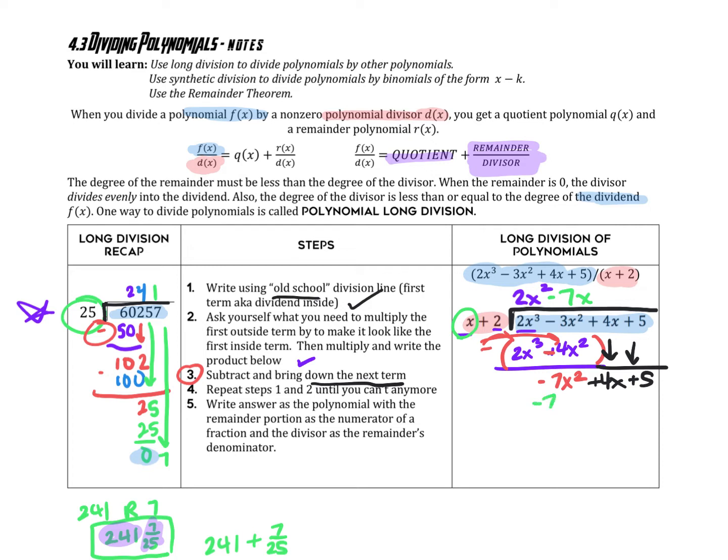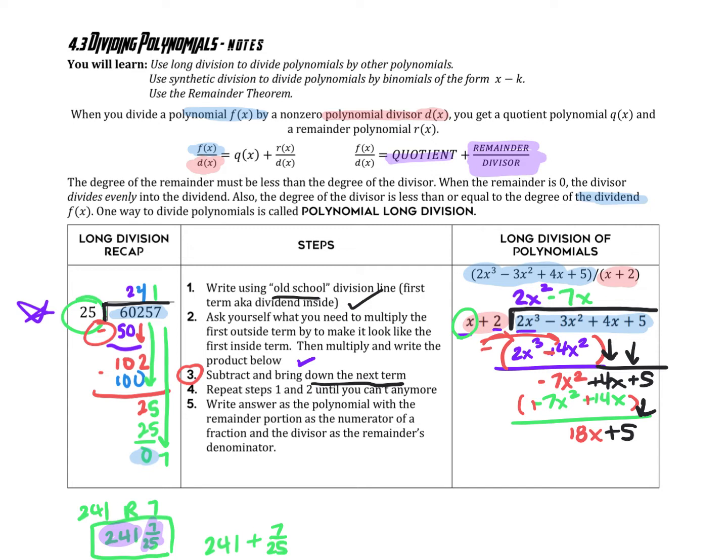So this is going to give me negative 7x squared, and then negative 7 times positive 2 is going to give me minus 14x. Again, remember, we're subtracting, so this is going to become minus a negative or plus, and this is going to become minus a negative or plus. Negative 7x squared in the red plus 7x squared in the green is 0. 4x plus 14x is going to give us 18x, and I'm going to bring my 5 down.